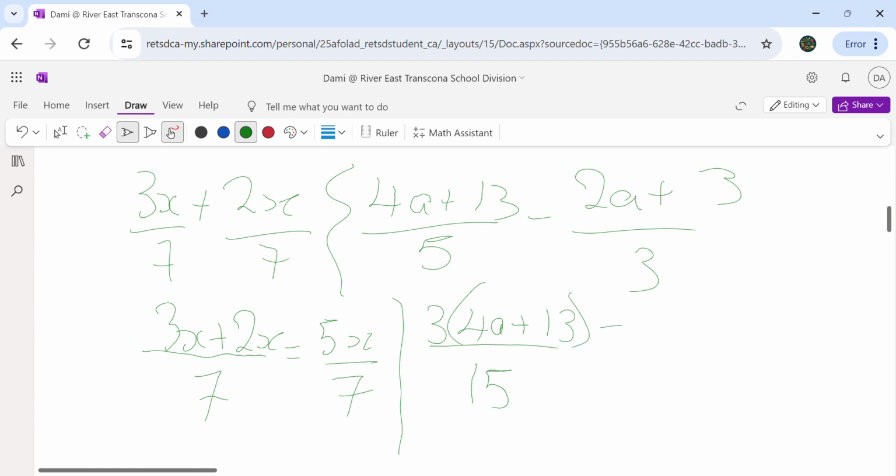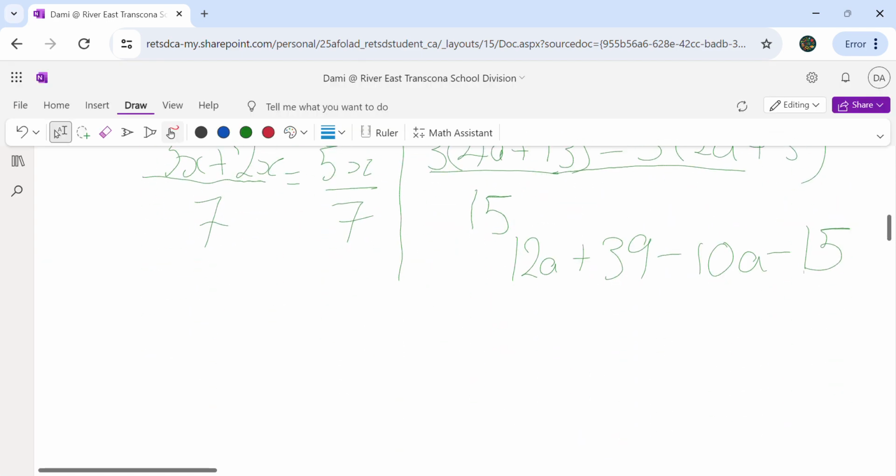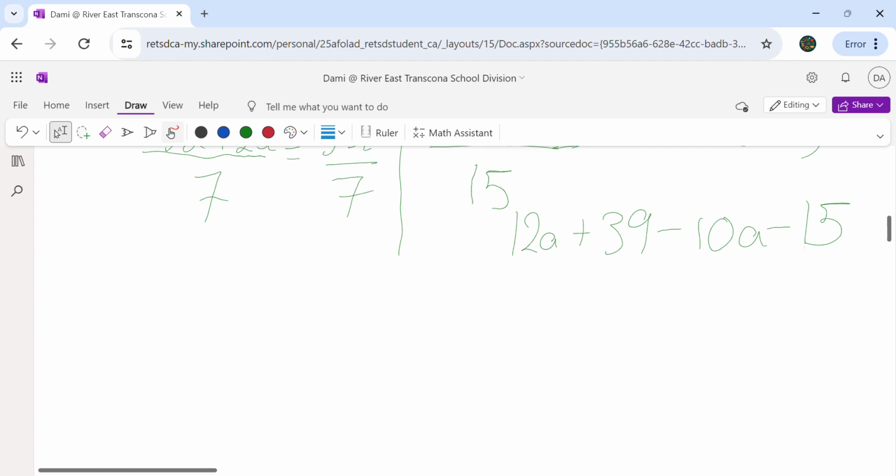Minus, 15 divided by 3 is 5. So we're going to multiply everything here by 5. So we have 12a plus 39 minus 10a minus 15, not 6. I imagined the 2. Why did I imagine it 2? I can't tell you. Over 15.